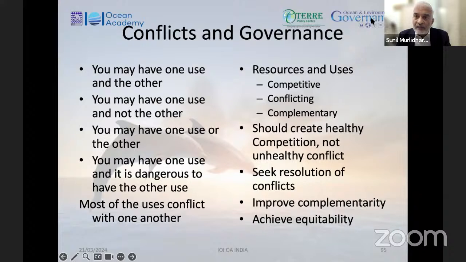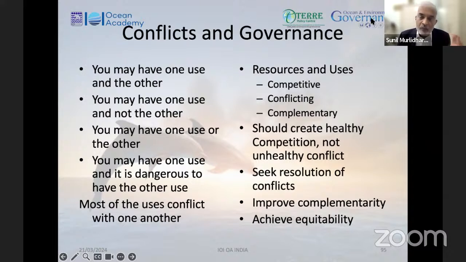So what governance tries to achieve is to create healthy competition, not unhealthy conflict. That would be another purpose of governance. And of course, seeking resolution of conflicts, as I said at the beginning of this slide, is something governance would try to achieve. Improve complementarity: where there is no complementarity, create it. Where there's some complementarity, can we make it more and more complementary? And then finally, achieve equitability.